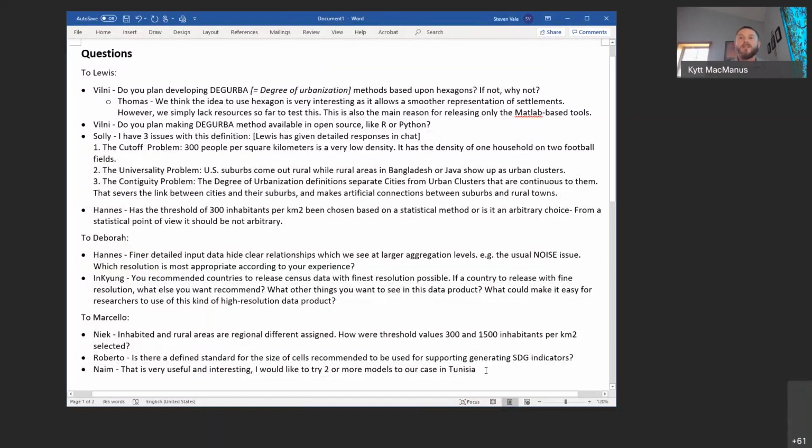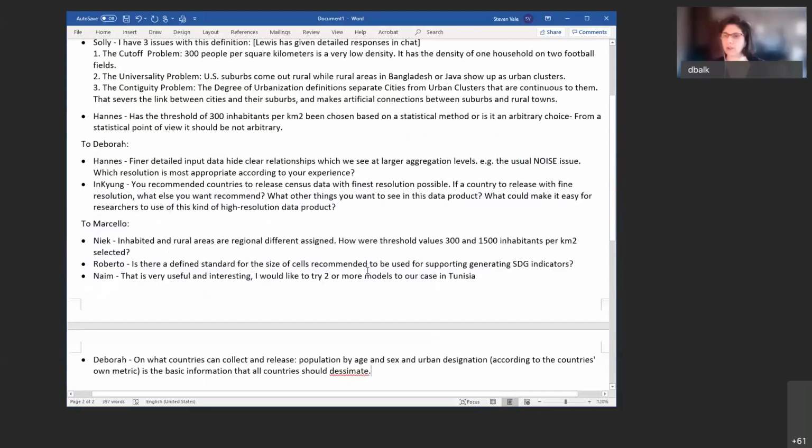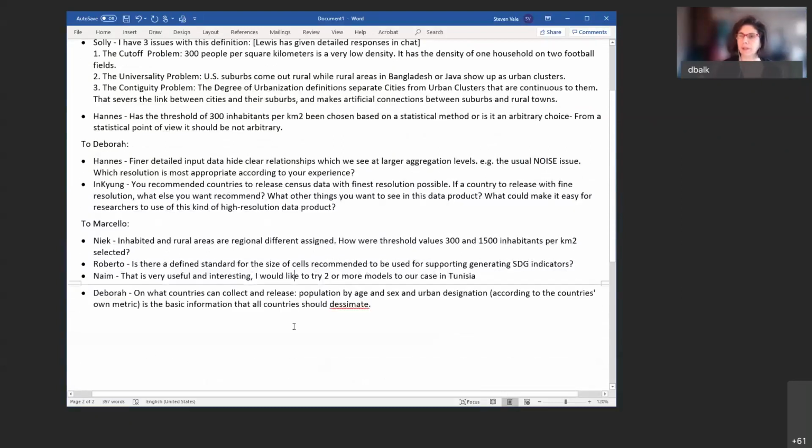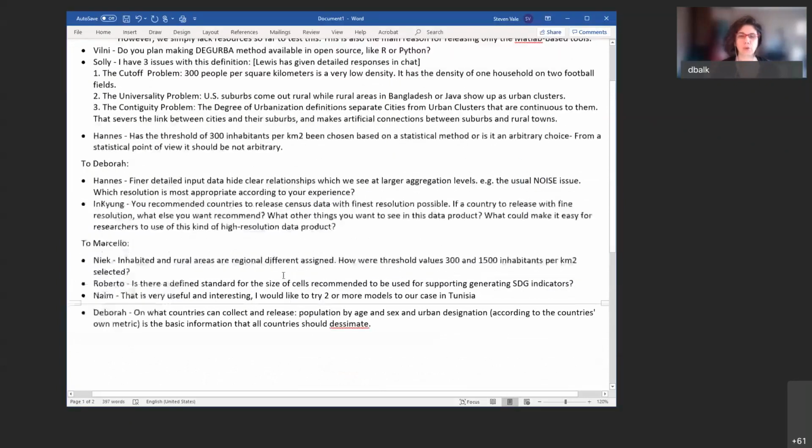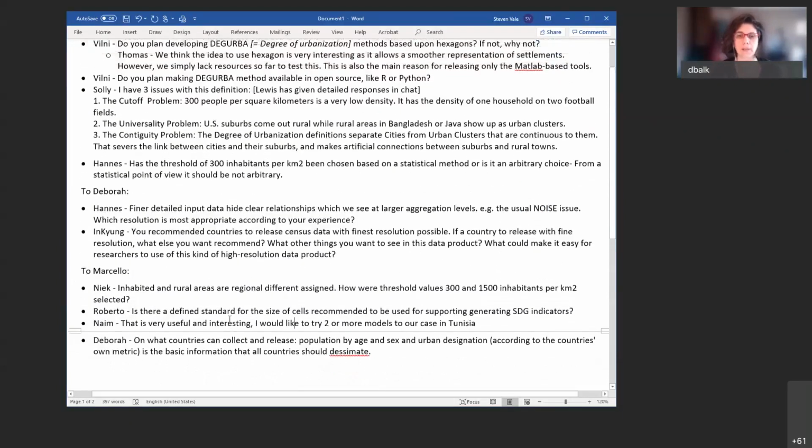Hannes asks, finer detailed input data may hide clear relationships when we see larger aggregation levels, or the noise issue. Which resolution, in your opinion, is most appropriate according to your experience? Thanks for the question. I did try to answer one of the questions in the chat, but it went in a private message rather than to the group. So I'll repeat that for everybody. I'm happy to have it posted for the group.